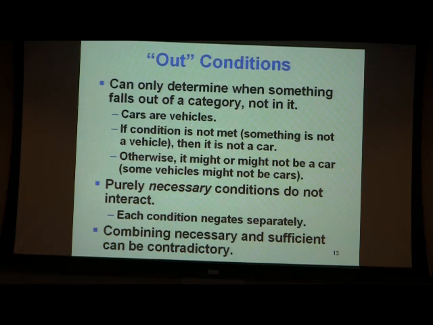But when you combine necessary and sufficient, because one's talking about what's in the set and one's talking about what's out of the set, they can conflict. So if I say a sufficient condition is that the car has three wheels and certain other characteristics, and then I have a necessary condition, an out condition that says that they're four-wheeled, then I have a conflict. But if you use each of them alone, you can't get a contradiction.